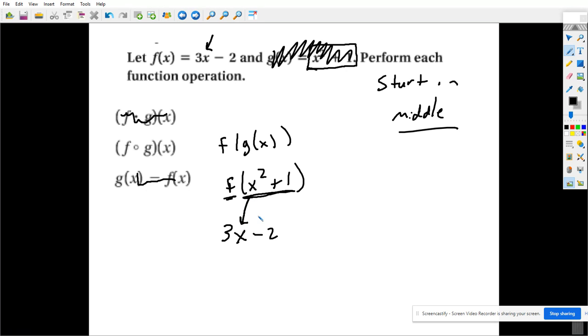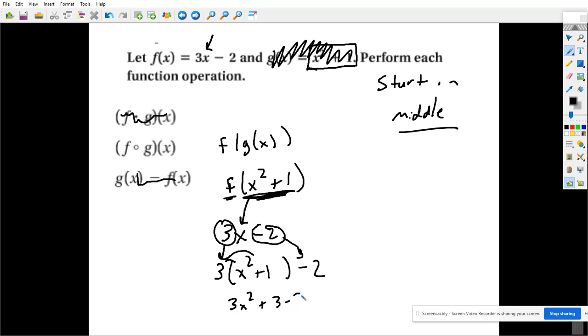Sometimes you replace x with another x. It looks goofy, but all I'm doing is saying, well, what am I going to put in for x? I'm going to put what's in parentheses up here, which is x plus 1, and then I rewrite the equation. Notice the 3 is still there. The minus 2 is still there, and all I did was plug in what's in parentheses up here, and then I do the algebra. I'm going to distribute, so it'll be 3x squared plus 3 minus 2, and I'm going to combine like terms, which would be 3x squared plus 1. So this would be the composition function f of g of x.